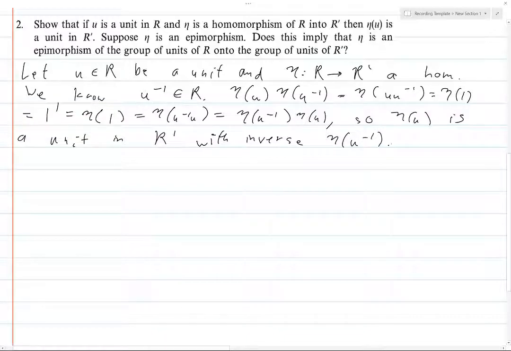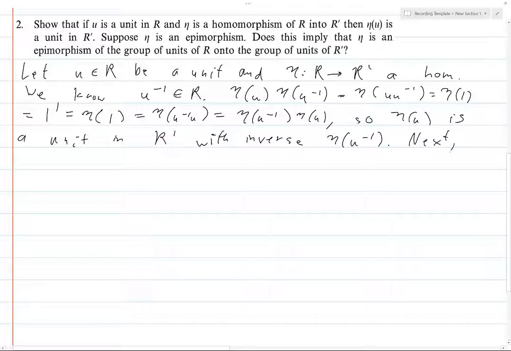Now, does this imply that eta is an epimorphism of the group of units onto the group of units of R prime? So you might think this might be true, and so you start trying to prove it, and it might not work. And so then you think, oh, well, maybe it's not true, and you try to come up with a counterexample. And one of the first things that you might think of ends up being a counterexample.